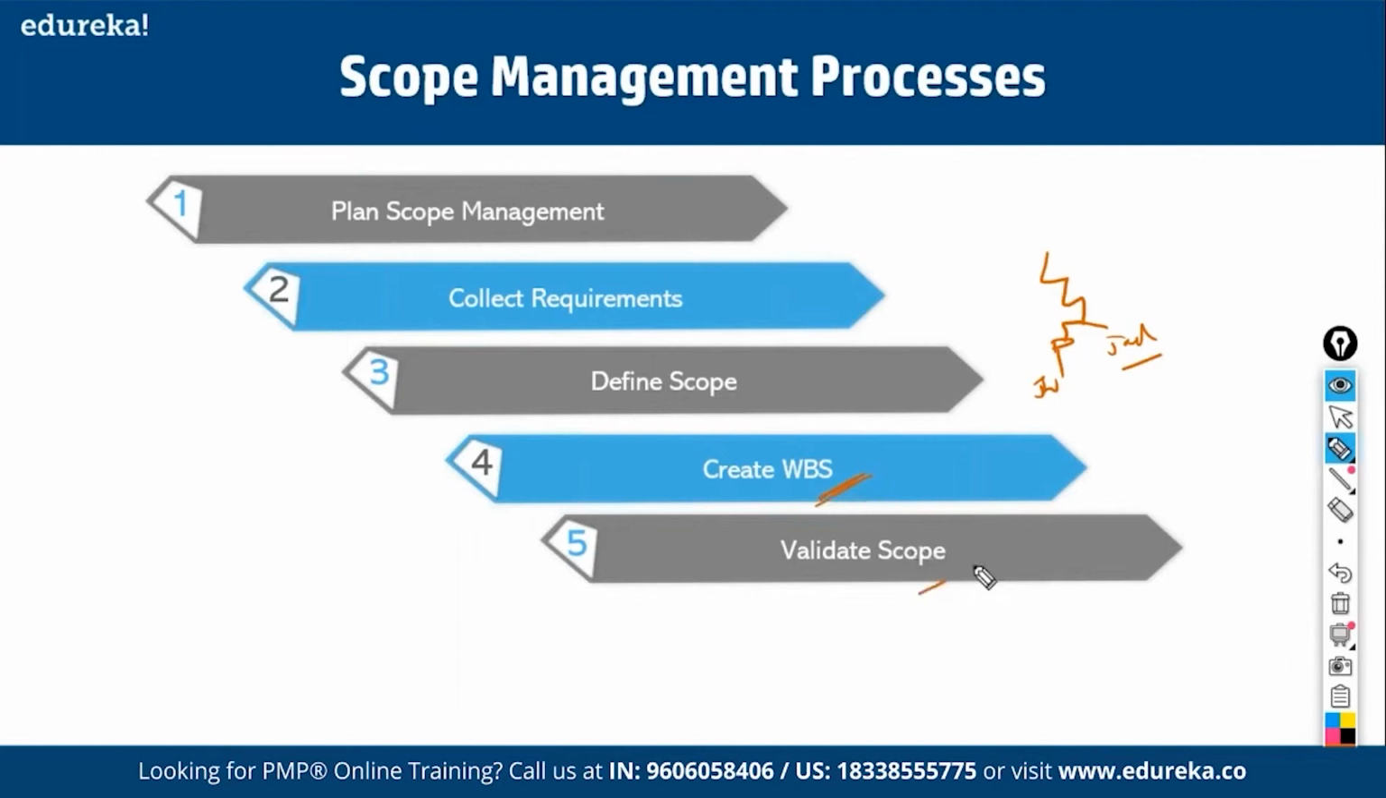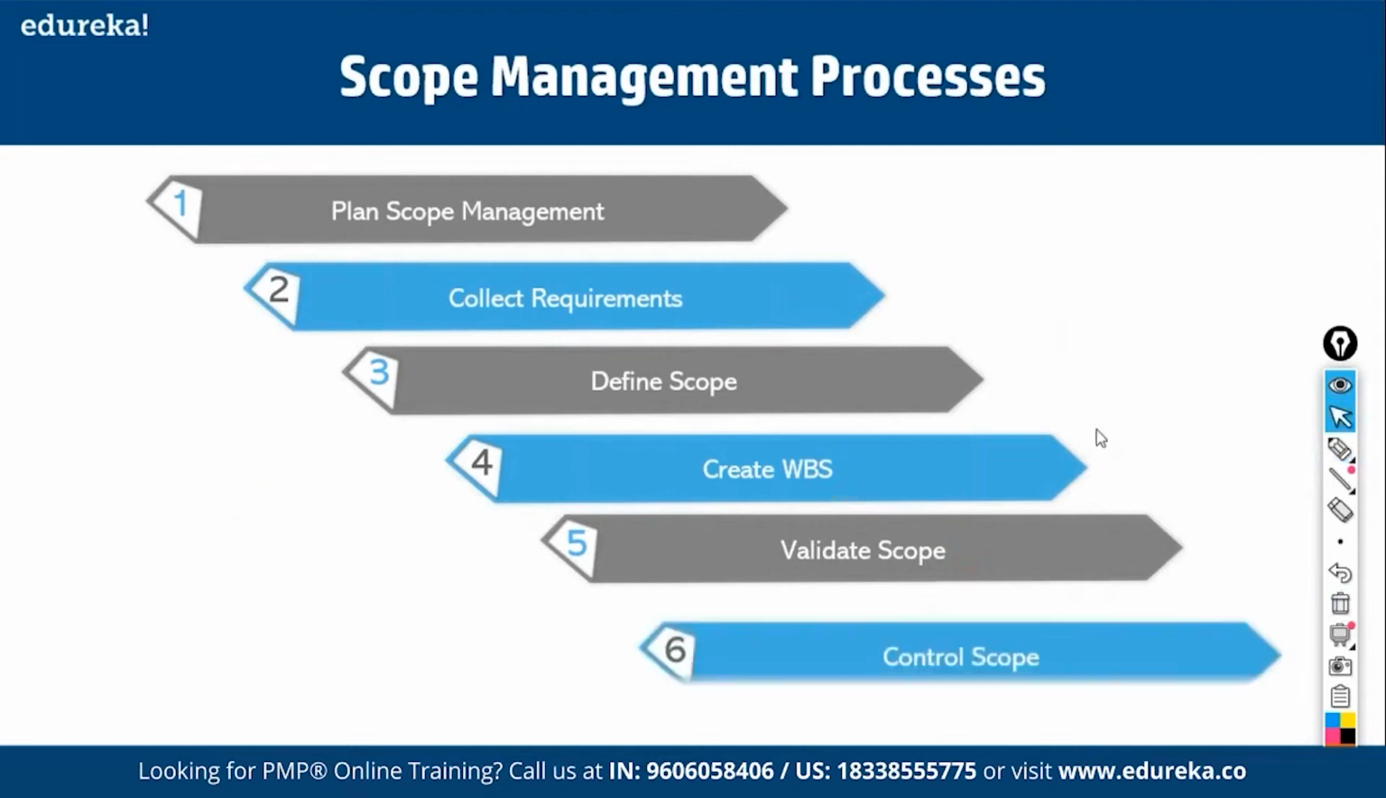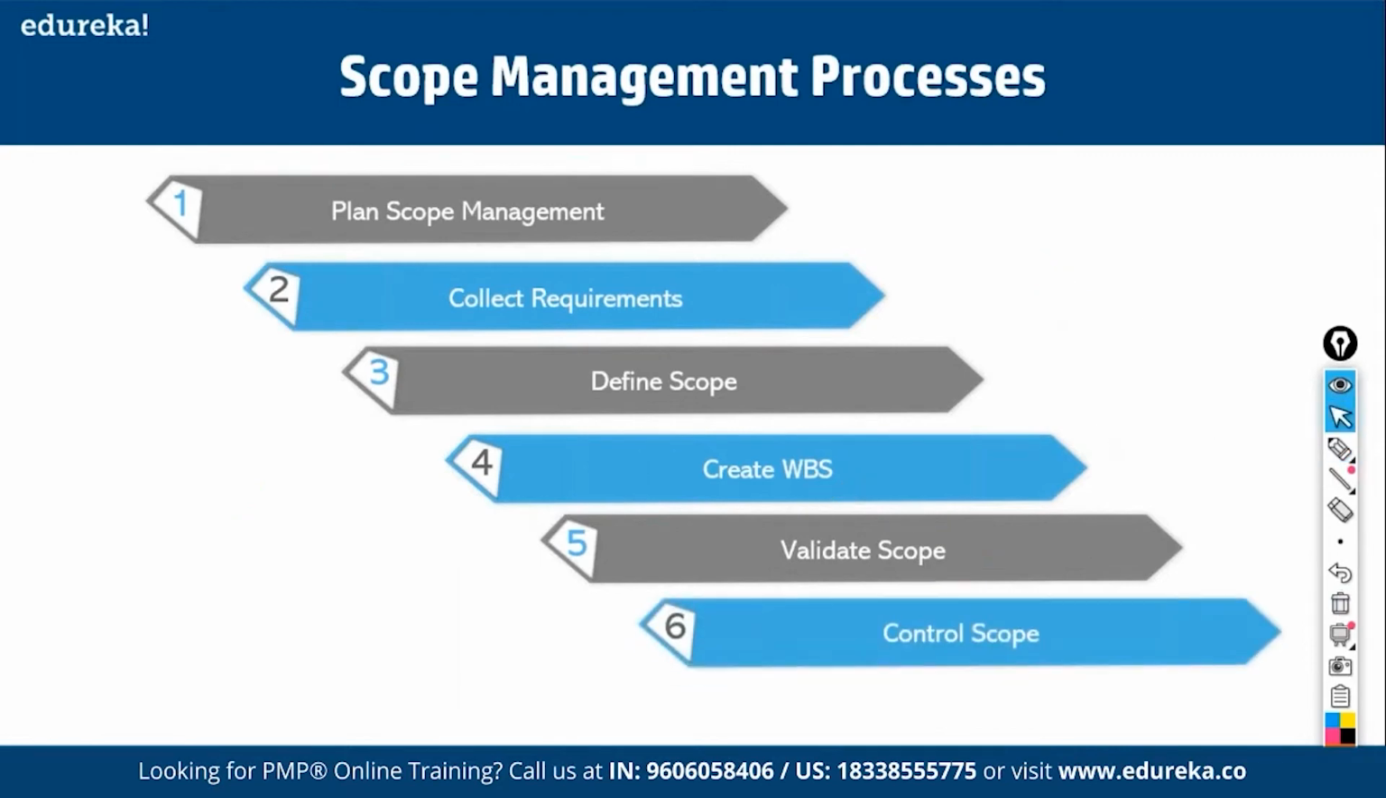Validate scope refers to getting the scope formally accepted by the customer. For example, if we are prototyping this pen, we have to get the prototype accepted by the stakeholders. That is called validate scope. And the last process is control scope. Control scope is the process of comparing what we planned to deliver with what we actually delivered. There could be variances; we'll see how to manage them. This is about scope management. Now let us analyze these processes in detail one by one.